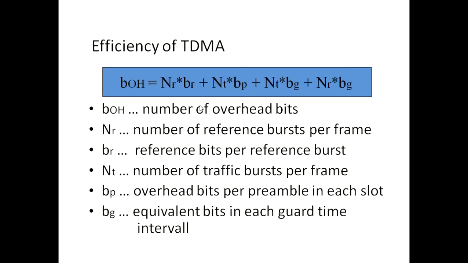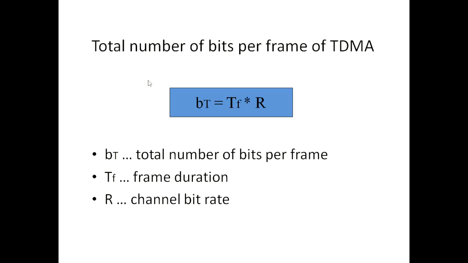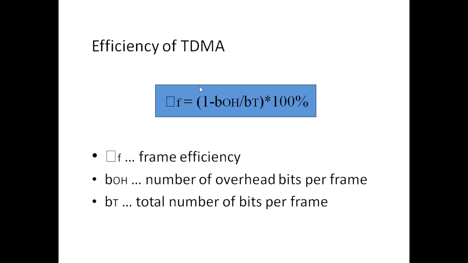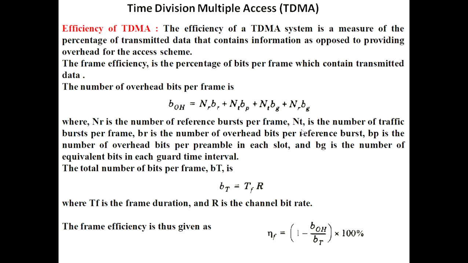And the previous formula is to calculate the total number of overhead bits in the TDMA frame. So if you have the values of B_OH and B_T, you can calculate the efficiency of TDMA, which is equal to 1 minus B_OH by B_T, that is, the number of overhead bits divided by the total number of bits in the TDMA frame, into 100. So the three sets of formulas to calculate the overhead bits, the total number of bits and the efficiency of TDMA have been consolidated in this slide.